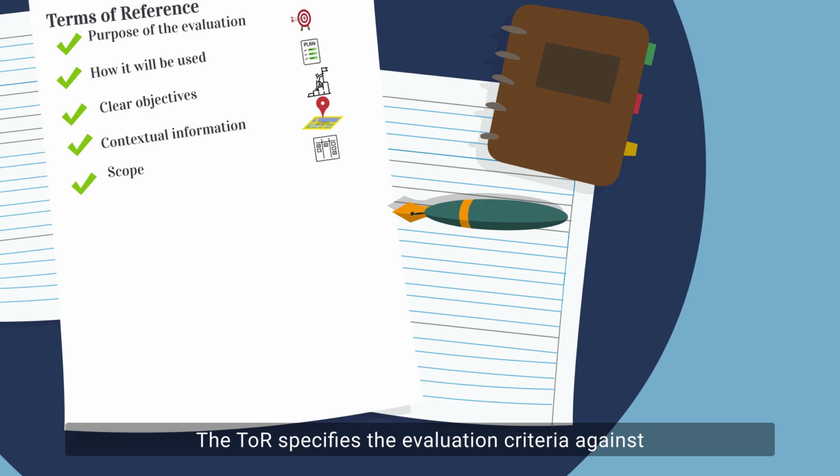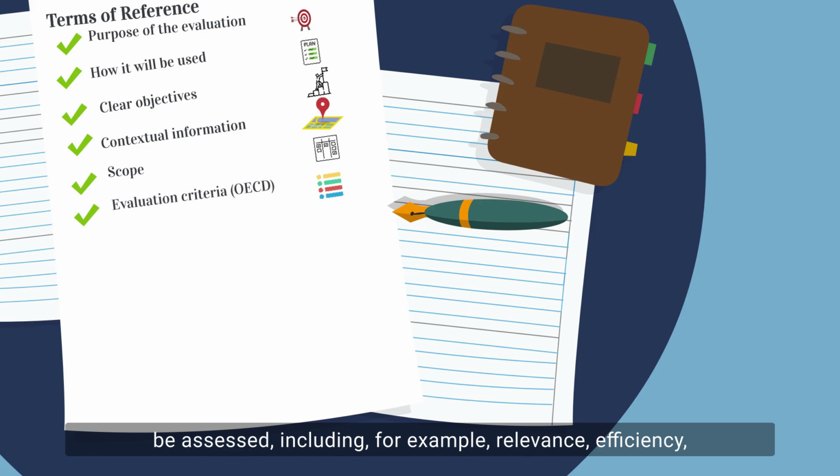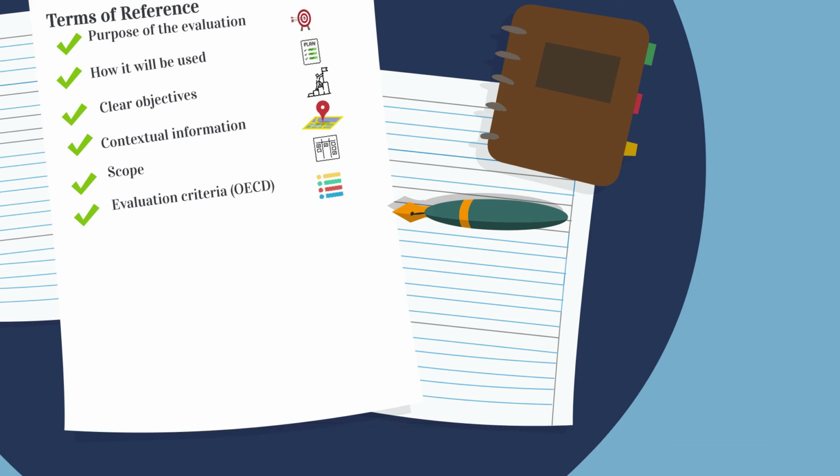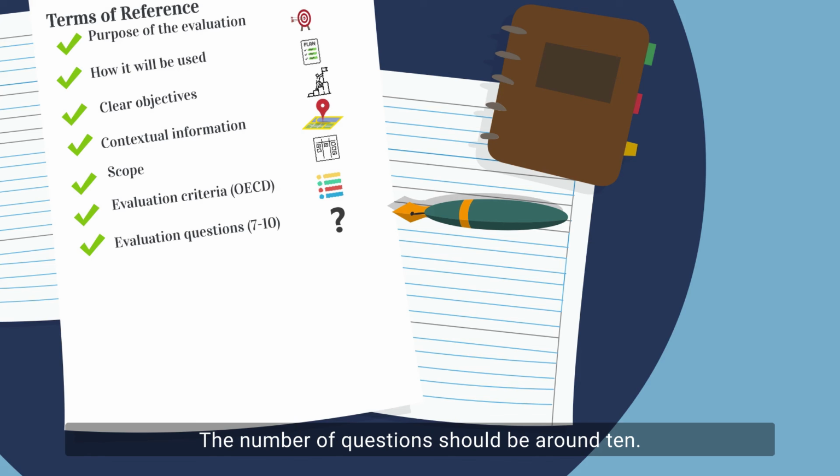The TOR specifies the evaluation criteria against which the subject to be evaluated will be assessed, including, for example, relevance, efficiency, effectiveness, impact, and/or sustainability. Under each criterion, the evaluation questions are comprehensive, concise, and do not overlap each other. The number of questions should be around 10.